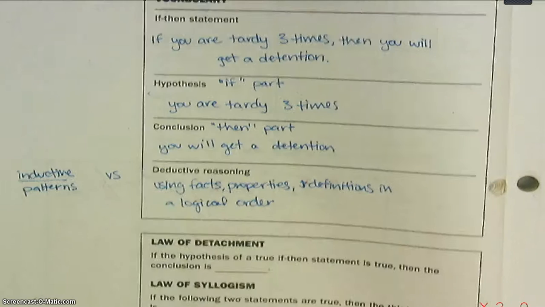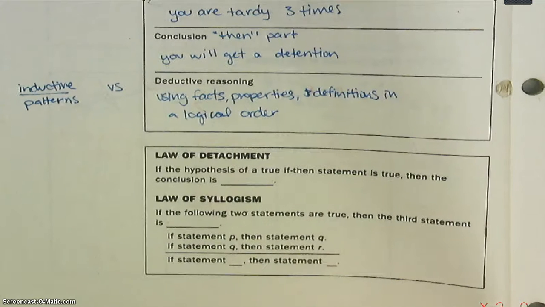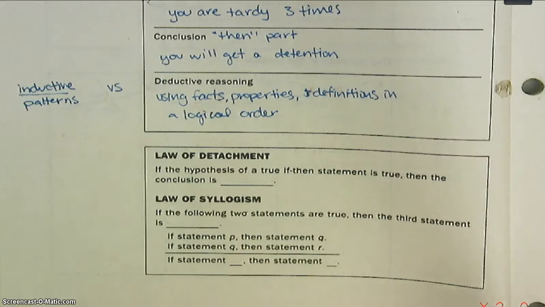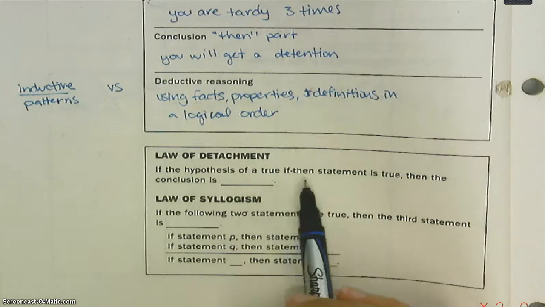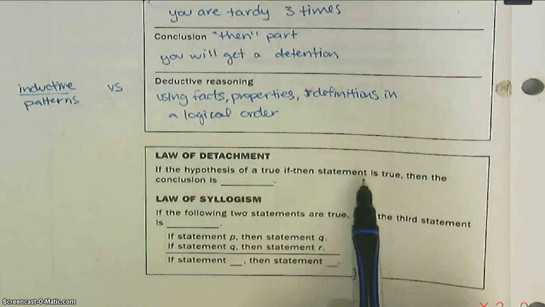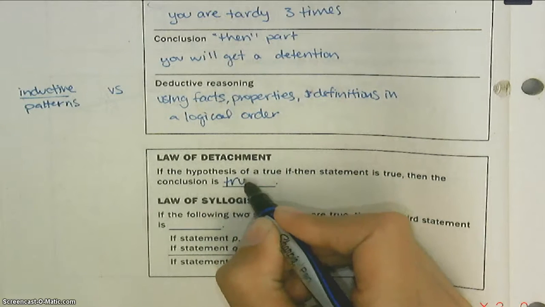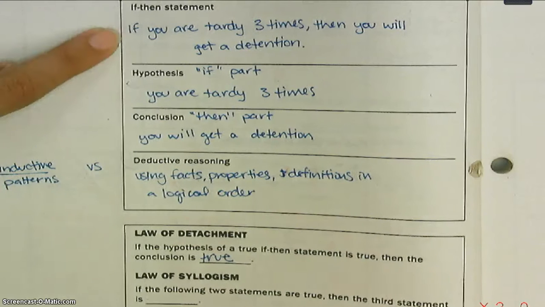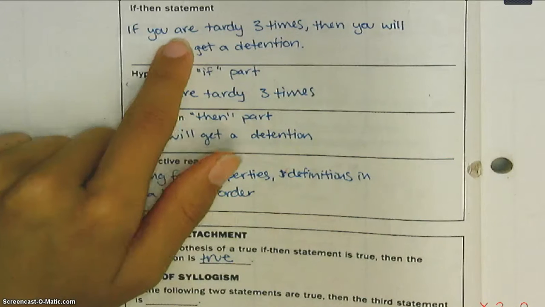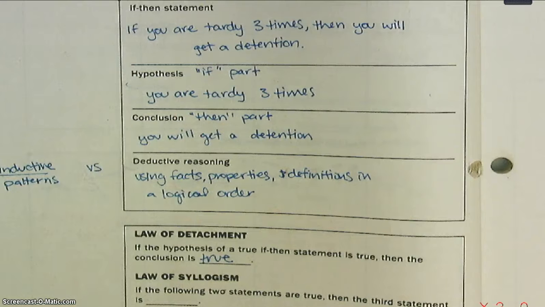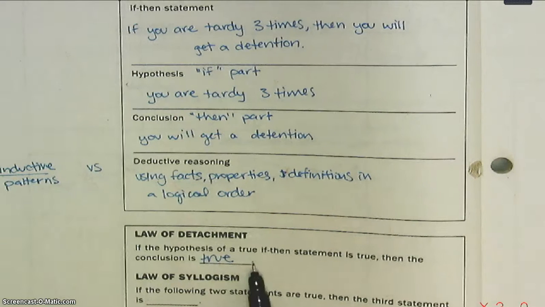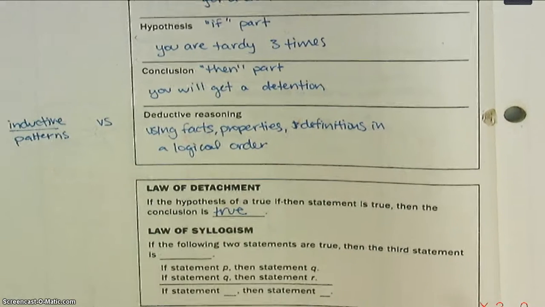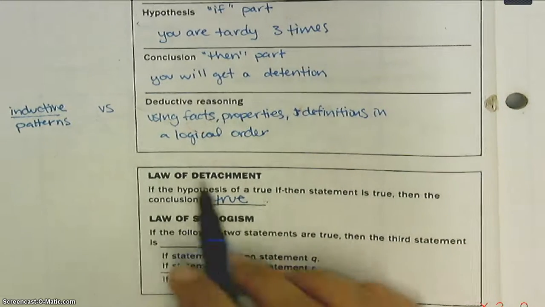The first law of logic we're going to learn is called the law of detachment. Basically, if the hypothesis of a true if-then statement is true, then the conclusion is true. So let's go back up to this example. If you're tardy 3 times, you get a detention. Let's say the hypothesis is true. You're tardy 3 times. Then I know that the conclusion is true. I know you will get a detention because this is a true statement. That should make logical sense to you. It's just a law of logic that we give a name, the law of detachment.